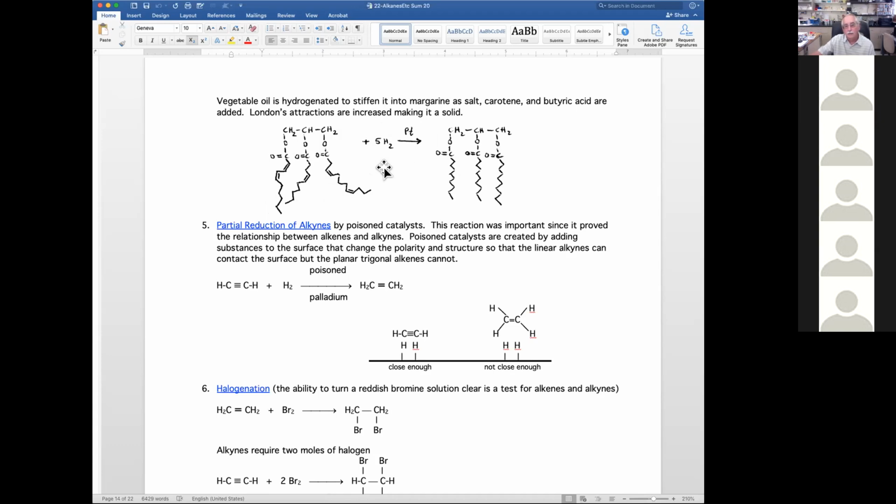And what would it look like? It would look like, if you took oil and put it in your freezer, Crisco, kind of a whitish, disgusting looking solid. So you have to make it look yellowy like butter. So you add some carotene, you add some salt and some butyric acid for flavor. And yeah, so you increase the number of London attractions and make it into a solid.